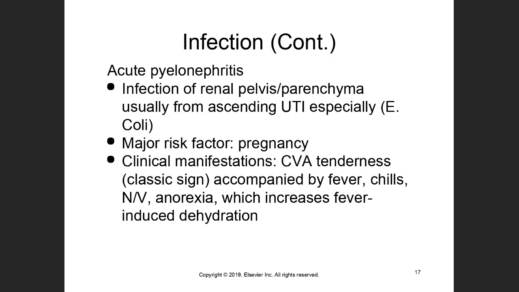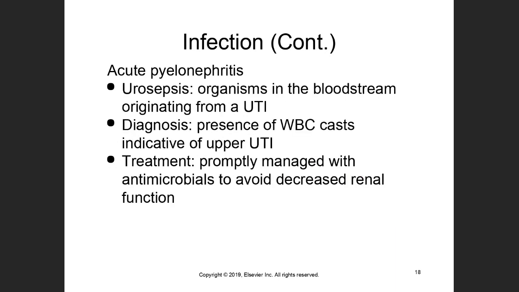Major risk factor is pregnancy. Why? Because pregnancy produces stasis of the urine, and that's why they are more at risk to develop infection. Clinical manifestation: fever with costovertebral angle tenderness, being pyelonephritis. Fever and costovertebral angle tenderness is the most classic sign. Another pathognomonic finding for acute pyelonephritis is white blood cell casts. This is a finding in the urinalysis.